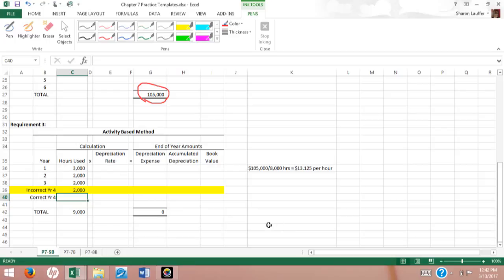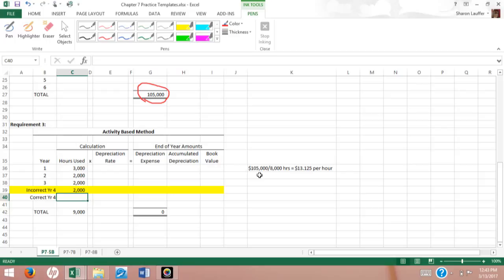So we need to figure out our depreciation rate. And in this case, we're going to actually do it as a dollar amount. So we're going to figure out how many hours we think we're going to use this machine. In total, we believe it's going to be 8,000 hours. And our depreciable cost for this machine was $105,000. So remember, we paid $140,000 for it. We expect to get back at the end of its life $35,000.